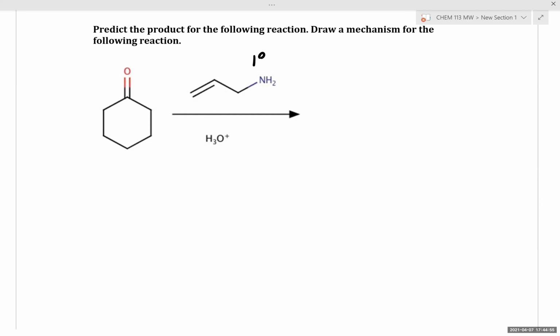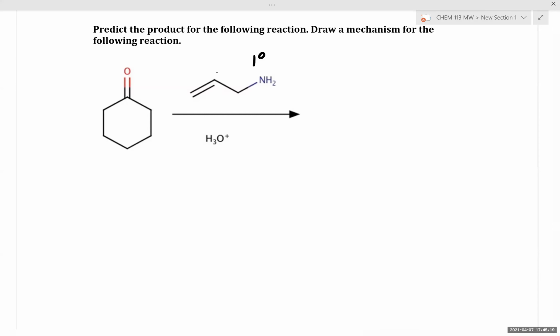I have a question, Professor. Yes. So is it only primary because the carbon with a double bond to the O is primary? No, I'm saying the amine is primary, because the amine only has one alkyl substituent. Okay, thank you. Does that make sense? Yeah, thank you.